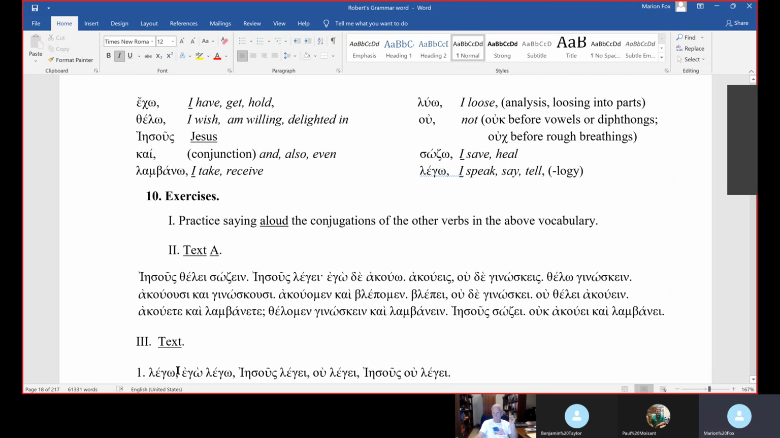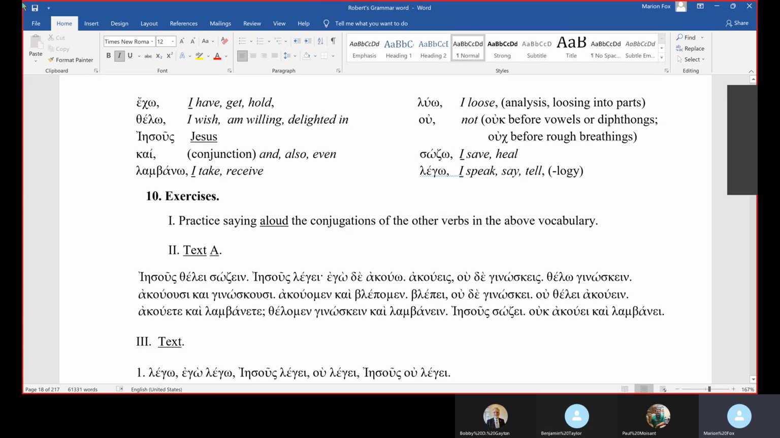All right. What we're going to do is go down here to text B. I'm going to let you translate text A and try to work it out for next week, and I'm going to go down to text B and work on it with us, okay? Now we have here echo, I have, and I remember that in my memory hook: you speak into a canyon, you echo it back, you have the sound back. So it's I have, or I get, or I hold.